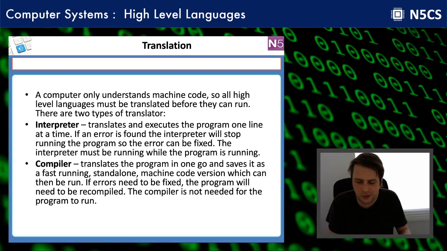So once you've compiled the program, you can run it. Think about a computer game or an app on your phone. You don't know what language it was written in because it's the machine code copy you've got. You don't need to worry about what language it is written in. If an interpreter was being used, you would need something on your computer that was translating that as it goes.